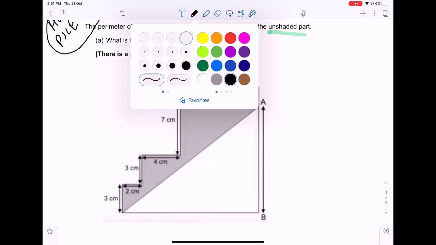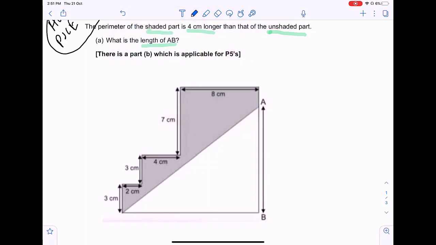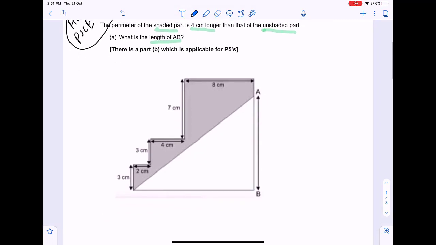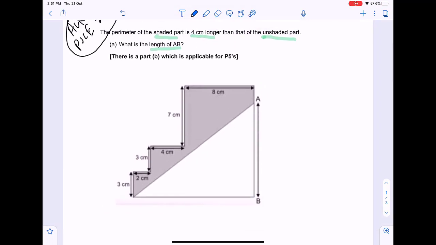Okay, so first up, what is the perimeter of the unshaded part and what is the perimeter of the shaded part? Now, for the unshaded part, there is this bottom here. Let me use a thicker one. Okay, there is this bottom here. That is the perimeter of the unshaded part. And if you realize, it's exactly the same as here, here, and here as well, right? So basically, that would be 2 plus 4 plus 8, that is 14. So 14 is basically part of the perimeter for the unshaded and also for the shaded as well.